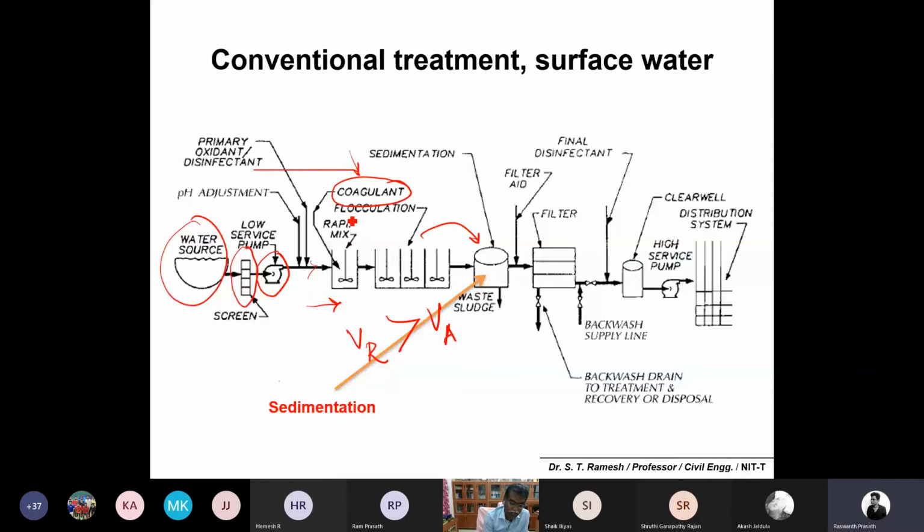The purpose of the rapid mixing is to disperse the chemical, so that thorough contact between the solids, the chemicals and the water happens in the rapid mixing tank. Here destabilization may happen, but it will not allow the particles to form bigger flocs. So after rapid mixing, allow the particles to be in the flocculation chamber. That's what I told you in the last class. You have two different types of flocculation techniques: one is macro flocculation, and the other is micro flocculation.